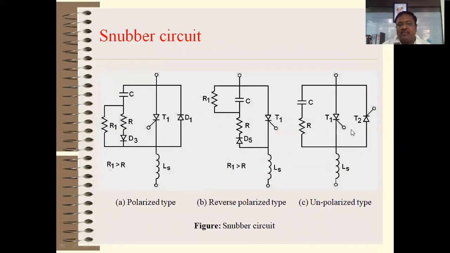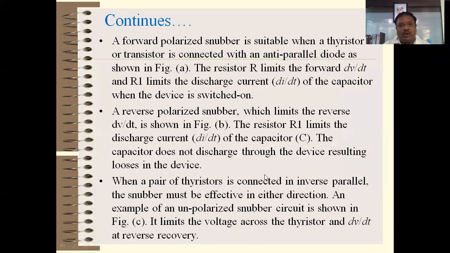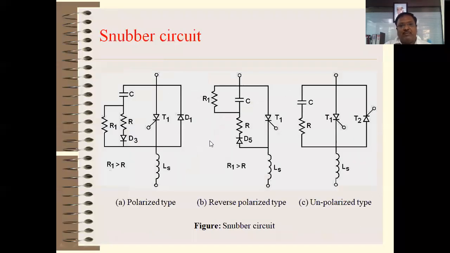When a pair of thyristors is connected, that is the third circuit. If you are using anti-parallel SCRs, so the unpolarized type, that time simply one capacitor and resistor may protect both the SCR T1 and T2. Both SCRs are protected with the help of these two. Only the forward voltage, maybe high voltage, that is the forward blocking voltage, and the dV/dt capacity of these devices may be protected. So these are the three different types of circuits.